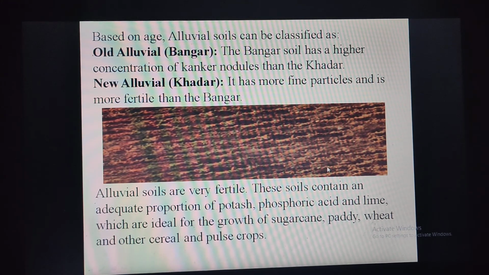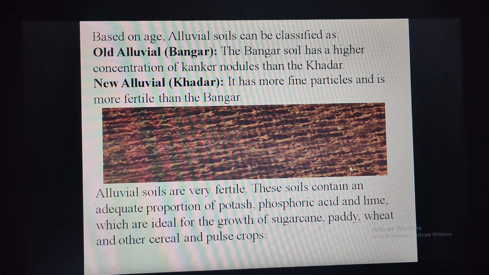These alluvial soils are very fertile. These soils contain an adequate proportion of potash, phosphoric acid, and lime, which are ideal for the growth of sugarcane, paddy, wheat, and other cereal and pulses crops. So this is a very fertile soil.